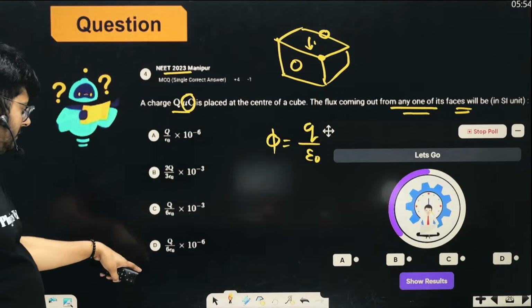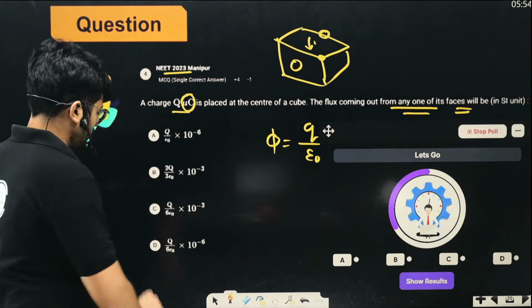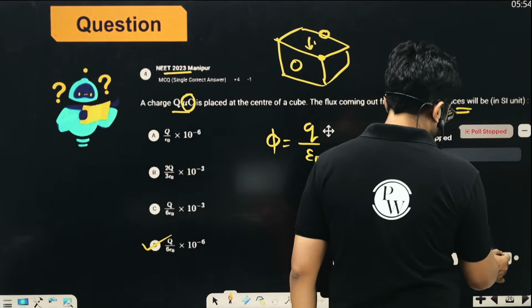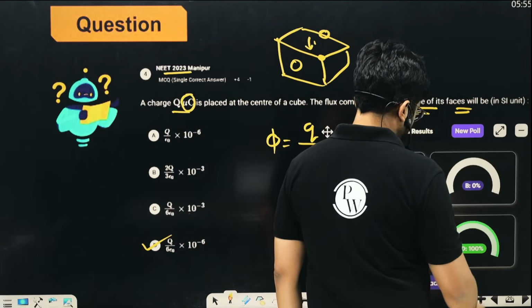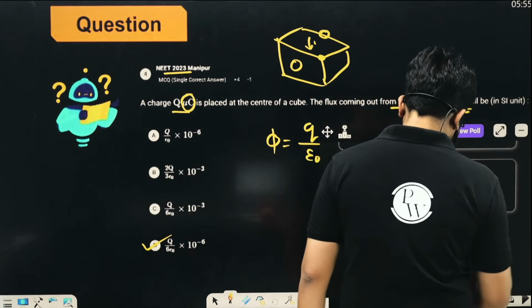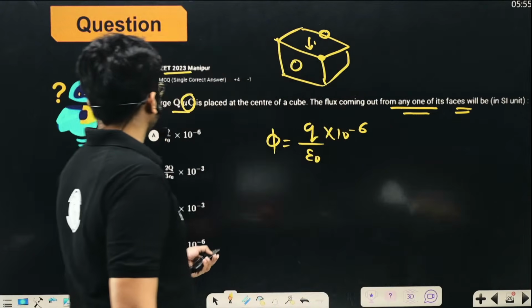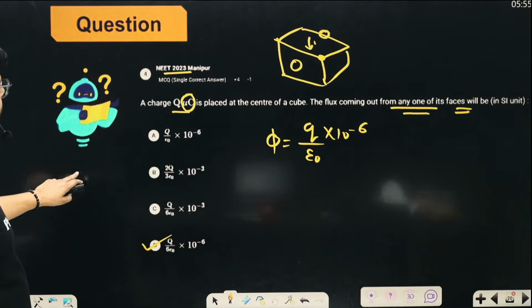It's Q upon 6 epsilon naught, into 10 to the power minus 6. So I hope the idea is clear that option D is going to be the correct option. Very good. Ananya has given the correct answer, and also Manjulika has given the correct answer. Very nice. So let's move on and talk about the next idea.